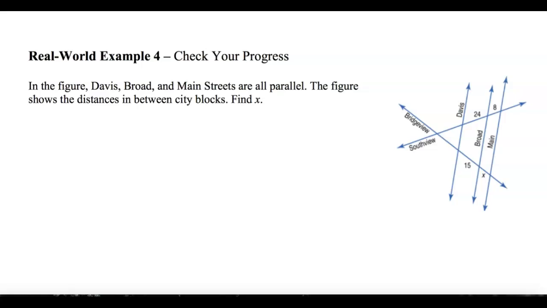So I want you to press pause, go ahead and try this one, and figure out the value of x. Okay, so in this example, we cross multiply and divide, and we get x is equal to 5.